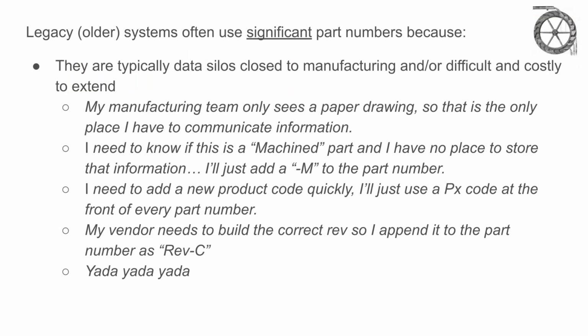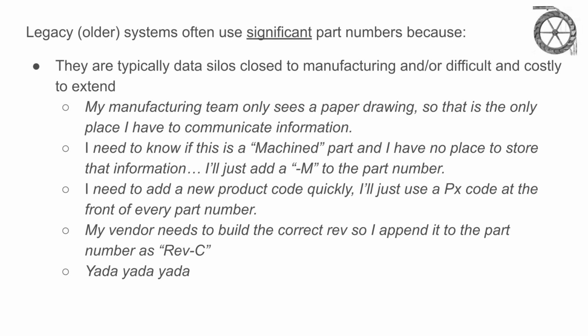Let's just take a quick look at the significant part number and why it's around and why it still has so much traction. Typically, legacy systems that have been around for a while use this part numbering method for a couple of reasons. Number one, they were typically closed silos. They didn't have that flexibility. We were just talking about folks downstream in my manufacturing process, or certainly in other buildings or in subcontractors, who didn't have access to it. So when I sent a part number to a subcontractor, often that part number just really had to say everything about the part.